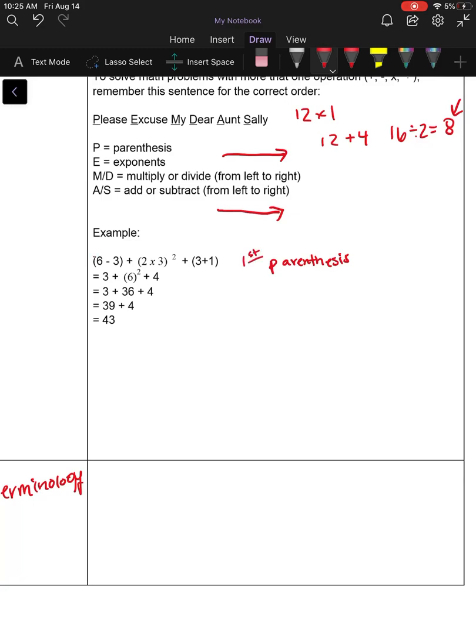Right, so we're going to solve these parentheses. 6 minus 3 equals 3. 2 times 3 equals 6. 3 plus 1 equals 4. So that's our next step, right? Then that's the next thing we're looking for.